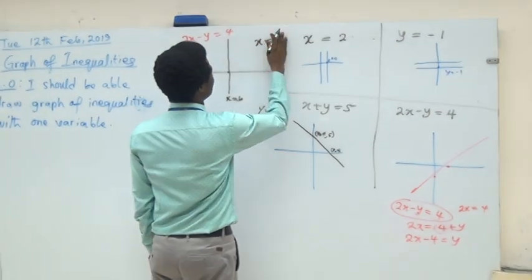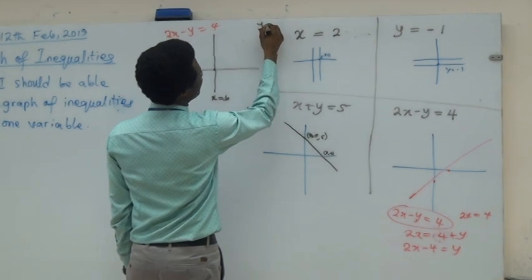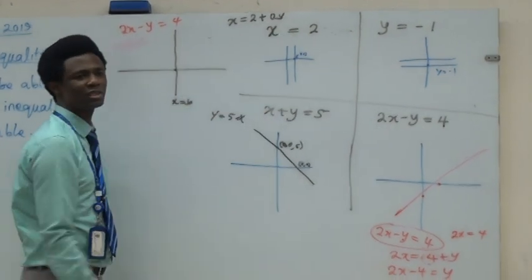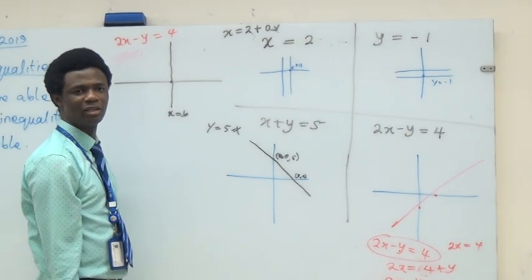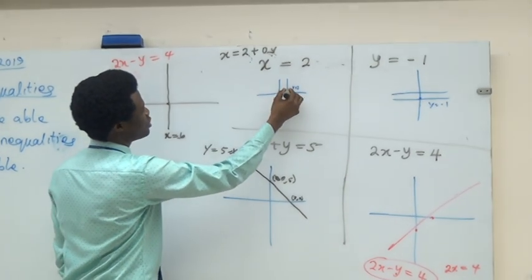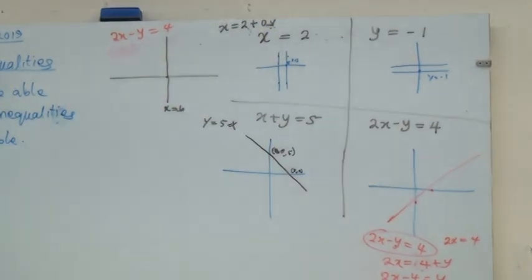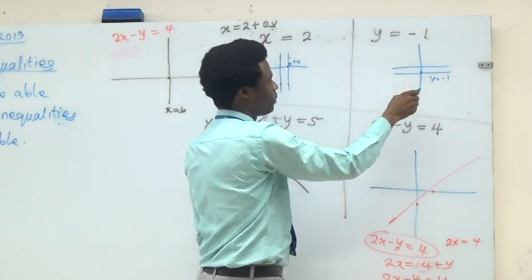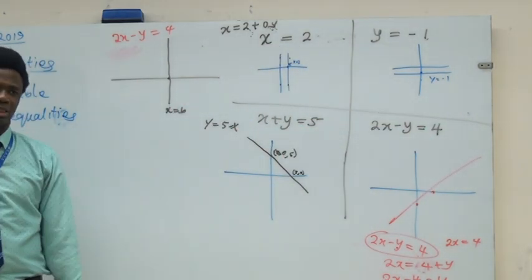And what does that mean? If you have x equal to 2, maybe the equation is x is equal to 2 plus 0y, something like that. For any value of y, we don't care, x remains 2. Do you agree? For any value of y, x must always be 2. So if y is 1, x is 2. If y is 7, x is 2. If y is minus 100, x is 2. That's a straight line. Does it make sense? Similarly, for y is equal to minus 1, just go to y-axis, pick minus 1, and draw a line that cuts across minus 1 on both ends.